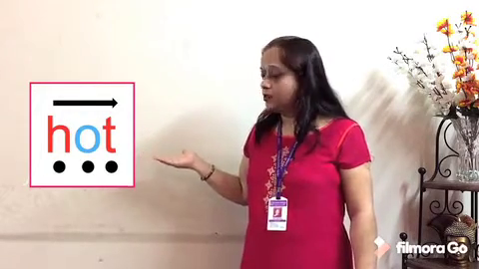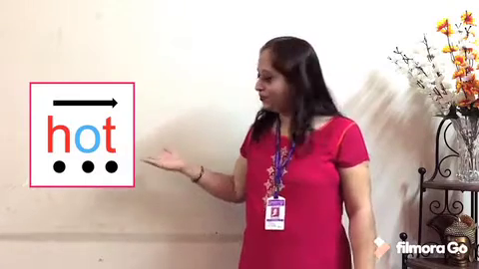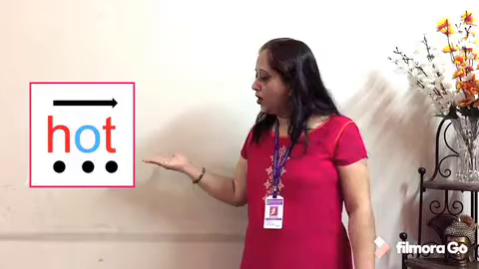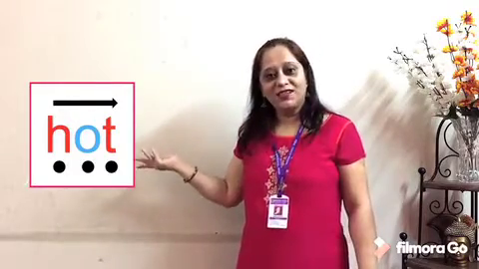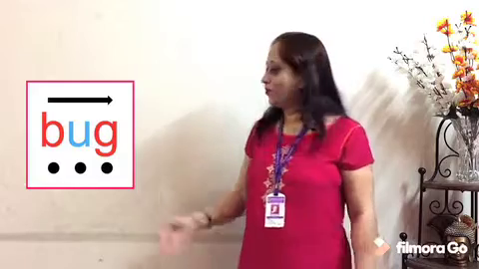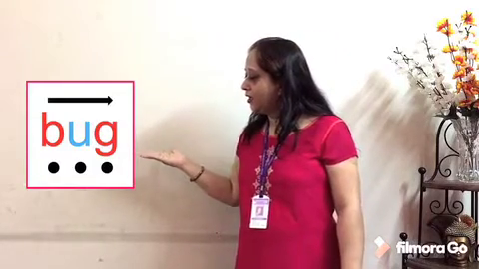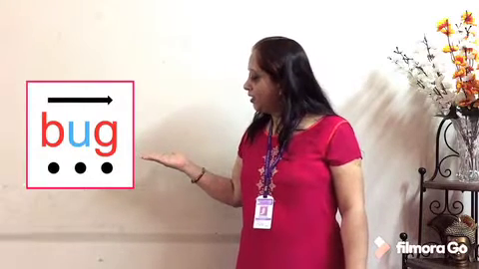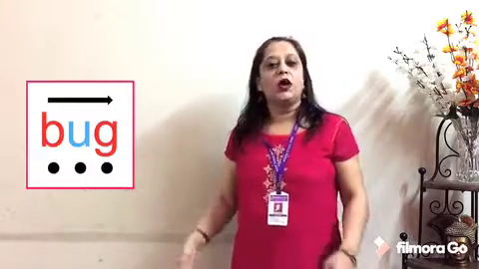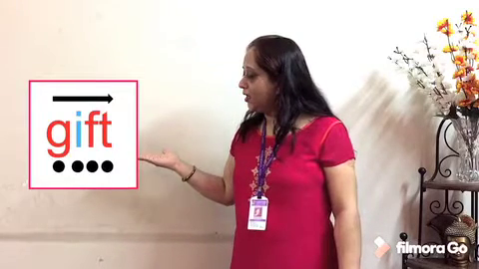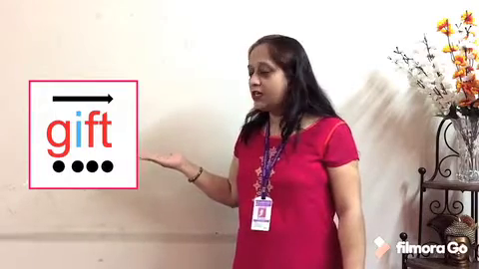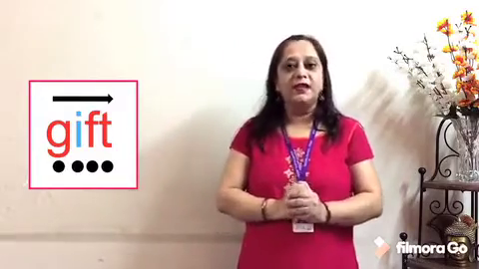And after that, this is, just see, hot. What is this? Hot. Okay. Next one. B, a, g. Bug. B, a, g. Bug. See, you have joined the sounds and made a word. So easy it is. So, last one. G, i, f, t. Gift. Gift. See.